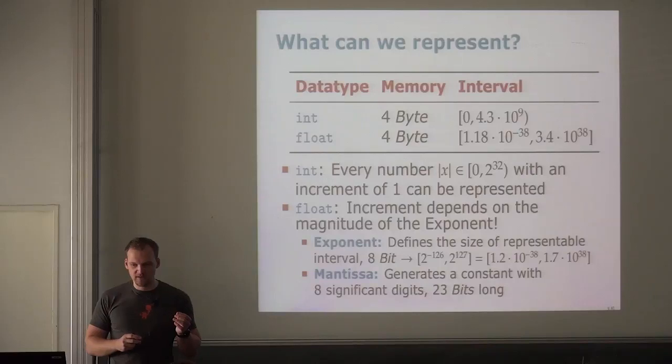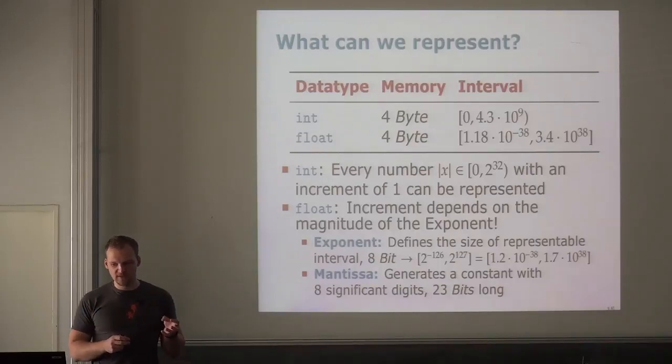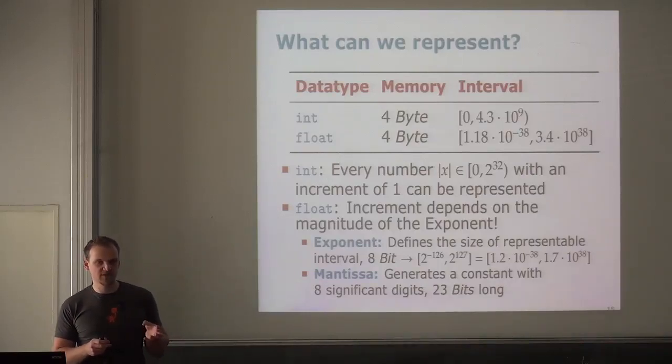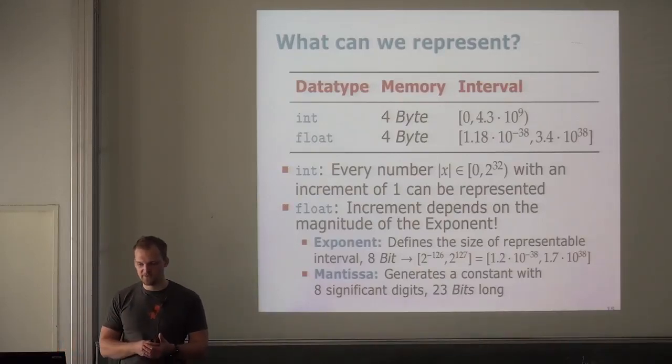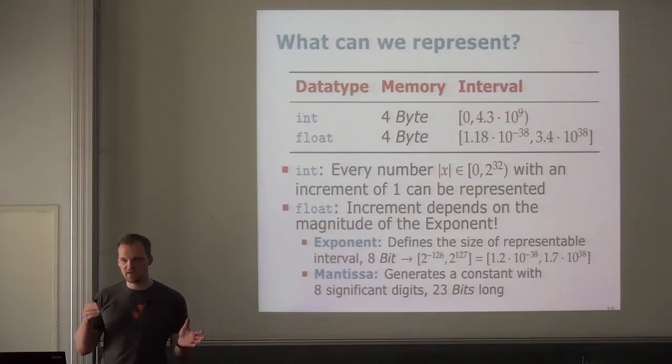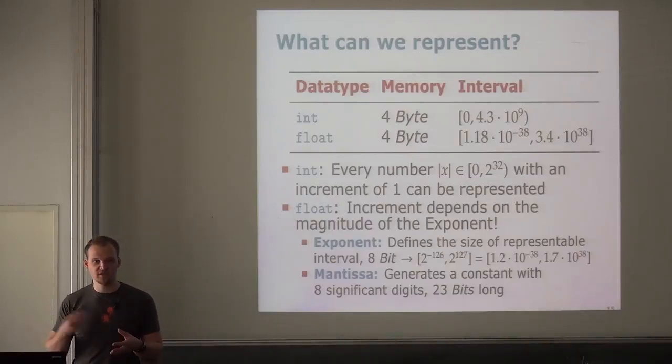Right, and the mantissa is 23 bits long, and it has just 8 significant numbers in the decimal representation. So 8 significant digits. That means that anything after the 8 digits is thrown away.